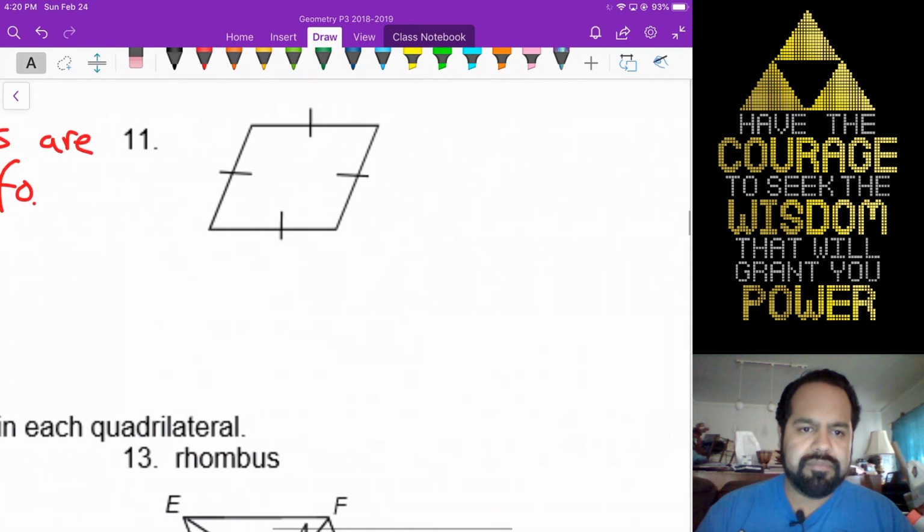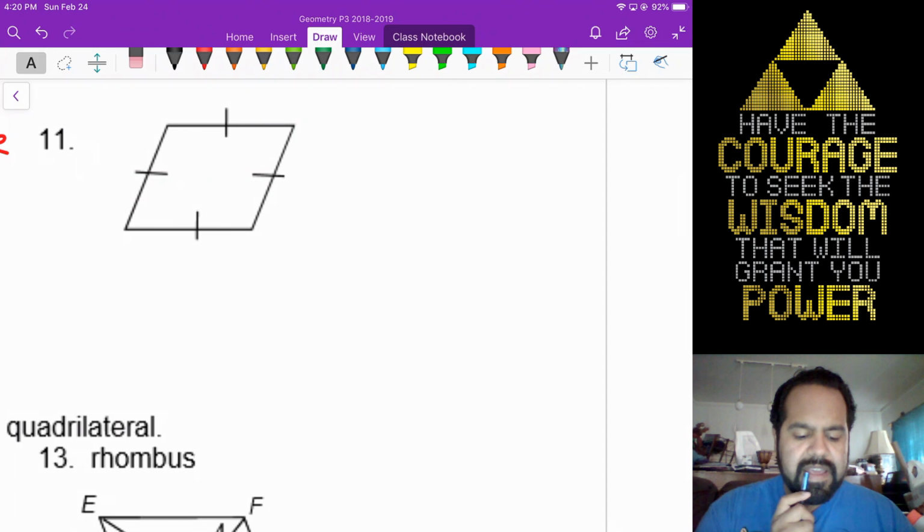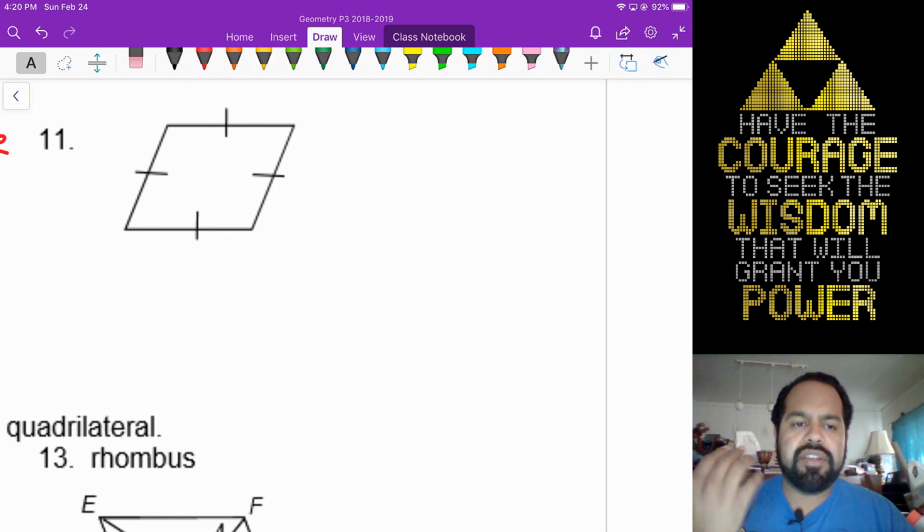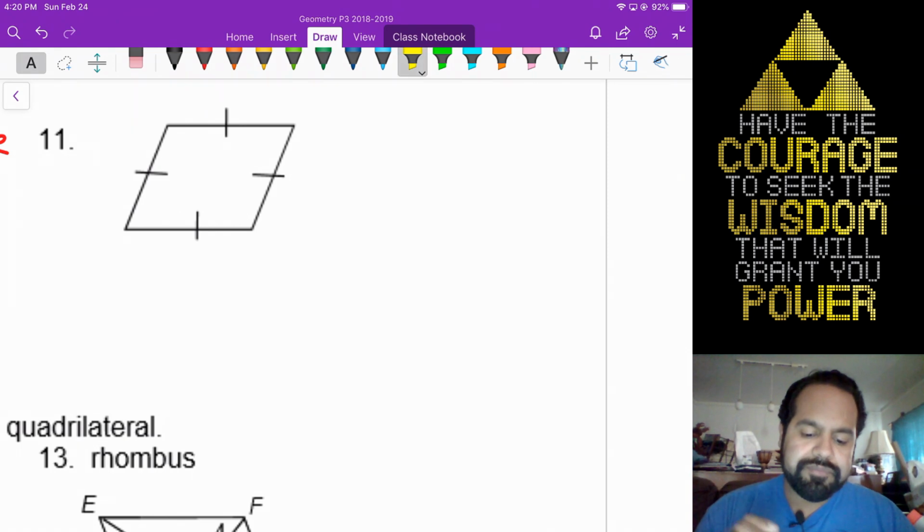Number 11, I have 4 congruent sides. So technically, I do have a rhombus. And by definition, a rhombus is a parallelogram. But that's not one of our 5 statements, right? We have to make it using one of our 5 statements. So here's what we could say.